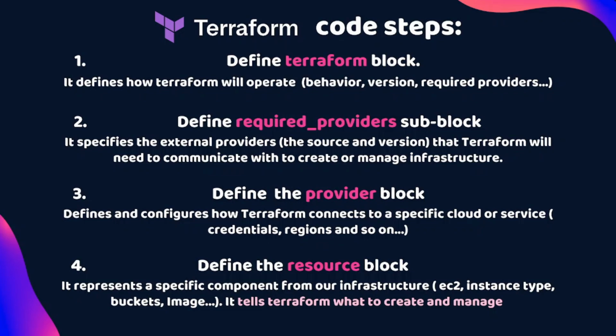or manage infrastructure. The third step is to define the provider block. It defines and configures how Terraform connects to a specific cloud or service. So these are credentials, regions, and so on. The fourth step is to define the resource block. It represents a specific component from our infrastructure, like EC2, the instance types, S3 buckets, for example, the image type for our operating system, and so on. It tells Terraform what to create and manage. So let's do that.